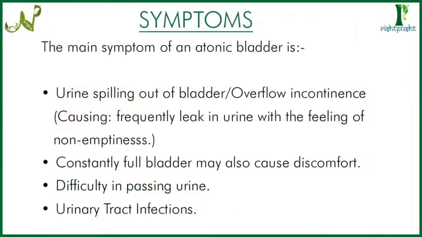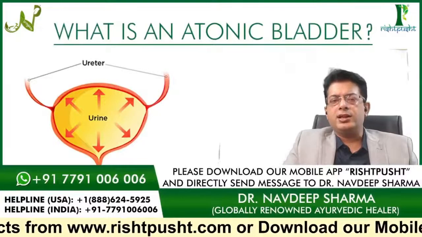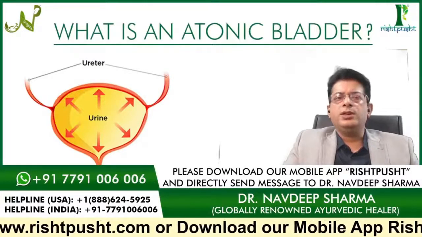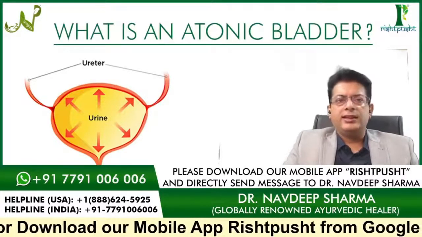The symptoms of atonic bladder are really agonizing. There will be urine spilling out of the bladder, which is overflow incontinence. Then there will be a constant full bladder, which can cause discomfort. There will be difficulty in passing urine, and since residual urine is always there in the bladder, it can be a cause of recurrent UTIs, urinary tract infections.